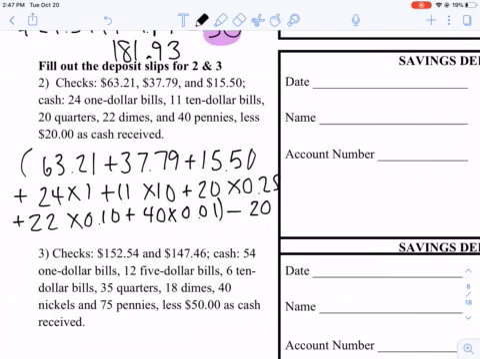So now we just type it into our calculator: 63.21, 37.79, 15.50, 24 $1 bills, 11 $10 bills, 20 quarters, 22 dimes, 40 pennies, minus the $20 they're taking back. So this is going to be $236.10.